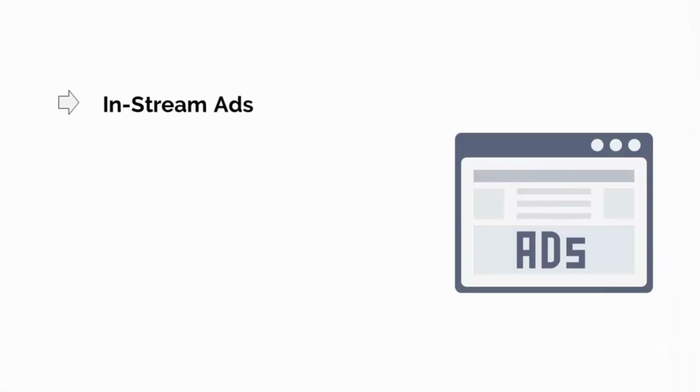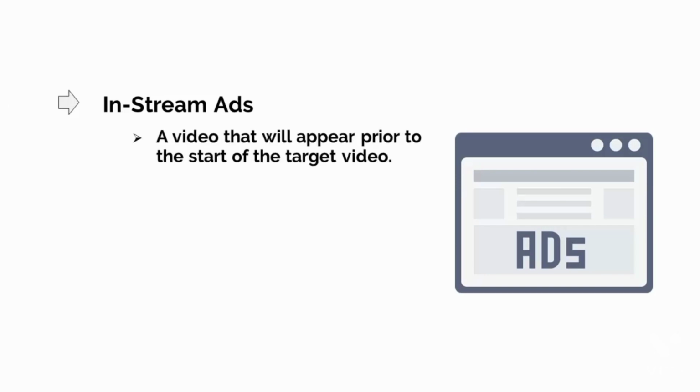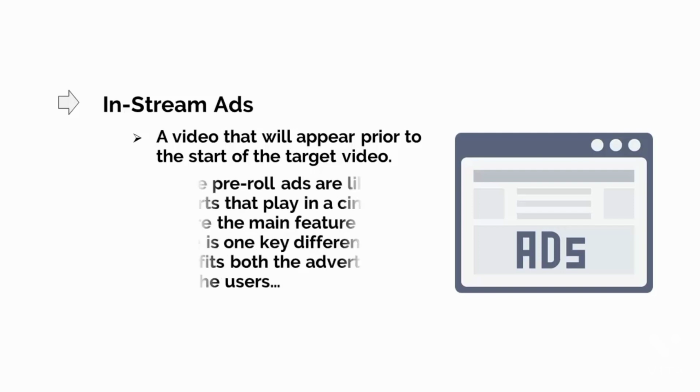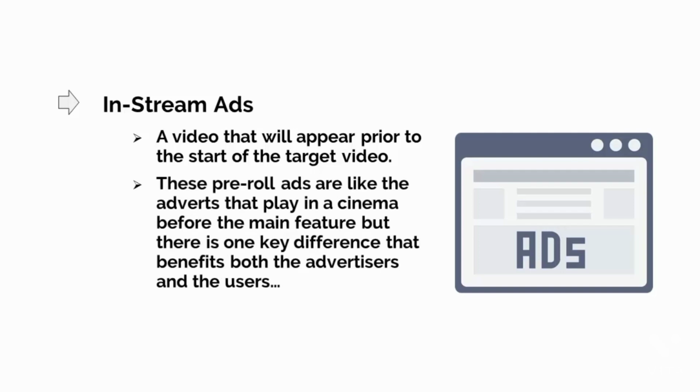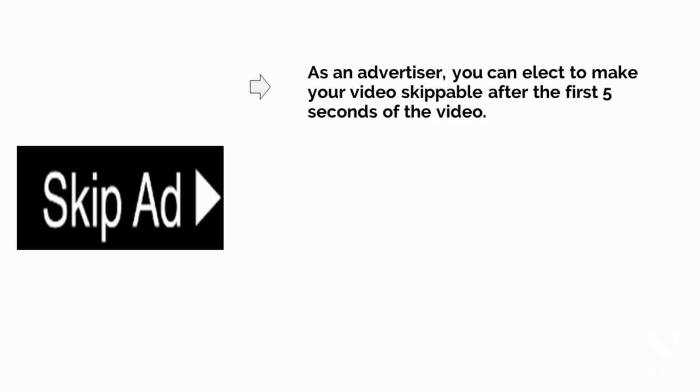An in-stream advert, for instance, is a video that will appear prior to the start of the target video. These pre-roll ads are like the adverts that play in a cinema before the main feature, but there is one key difference that benefits both the advertisers and the users, which is that the videos are skippable. As an advertiser, you can elect to make your videos skippable after the first 5 seconds of the video.